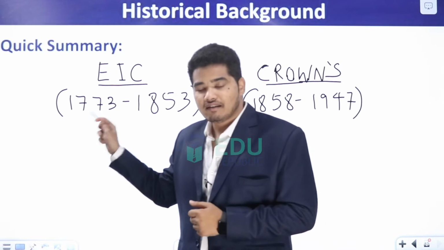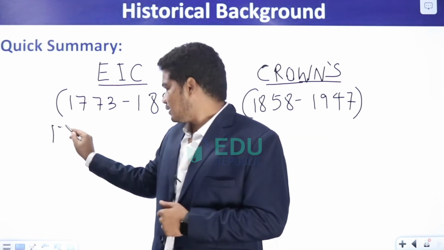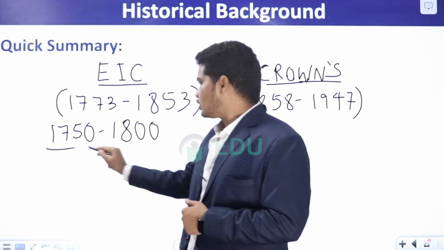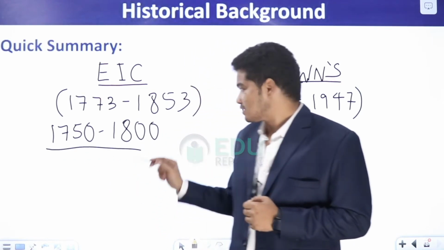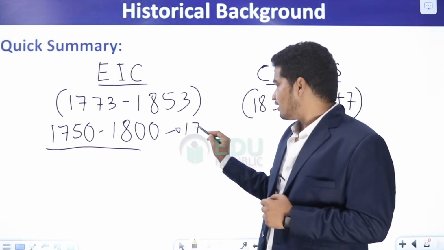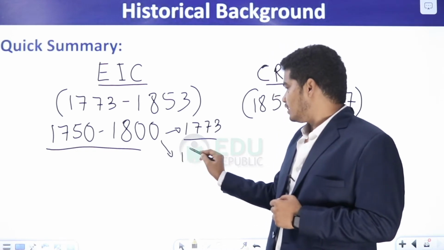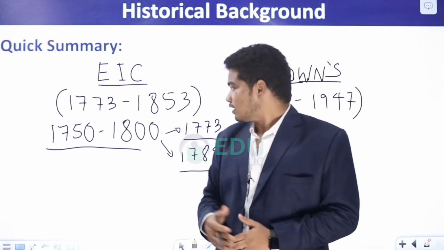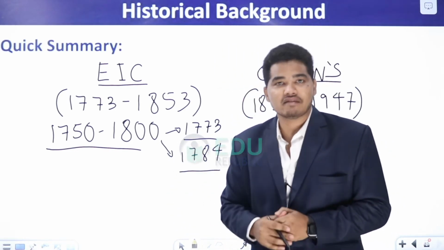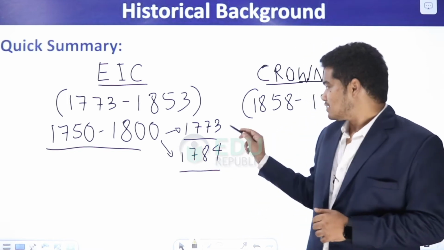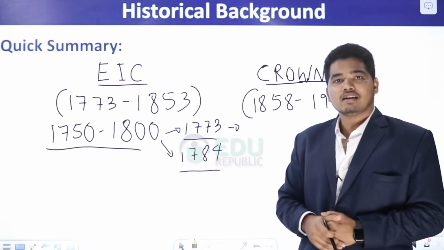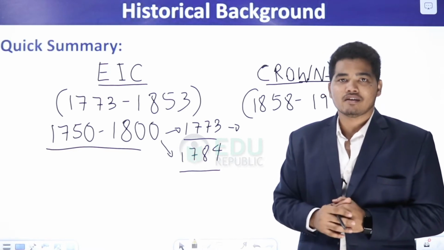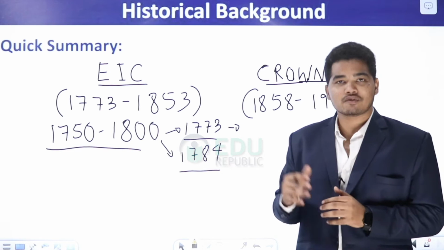From 1750 to 1800, the two major acts which have been passed are the 1773 Regulating Act and the 1784 Pitt's India Act. In the 1773 Regulating Act, we have seen that the Governor of Bengal has been designated as Governor General of Bengal. We have also seen the establishment of the Supreme Court.